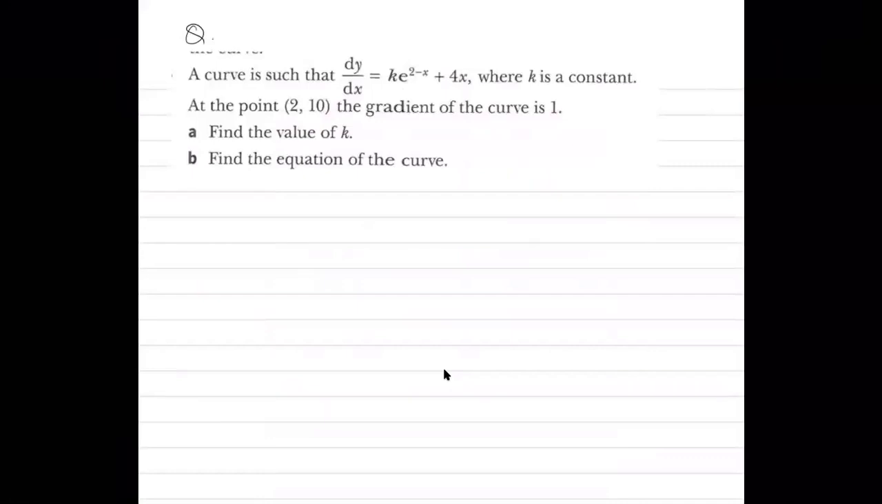A curve is such that dy by dx is equal to k times e to the power of 2 minus x plus 4x, where k is a constant. At the point 2 comma 10, the gradient of the curve is 1. Find the value of k. Okay, I'm giving you 2 minutes. Try this out.